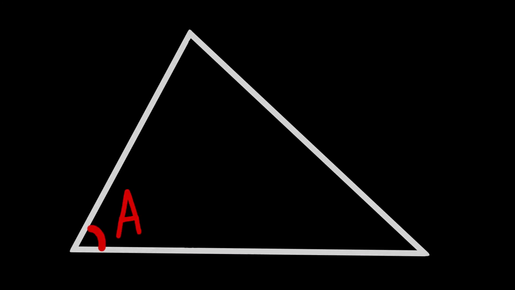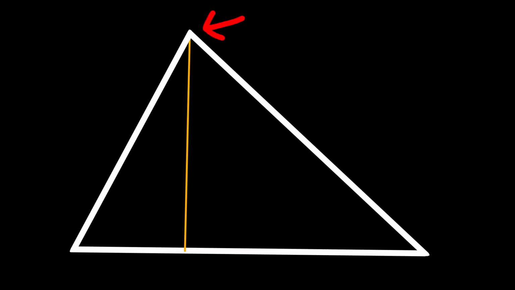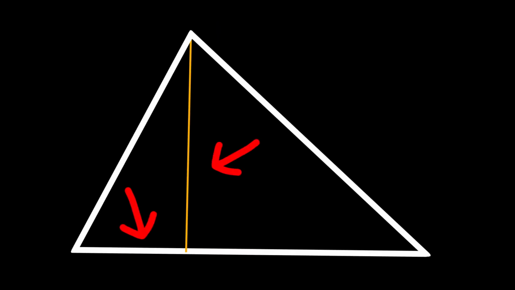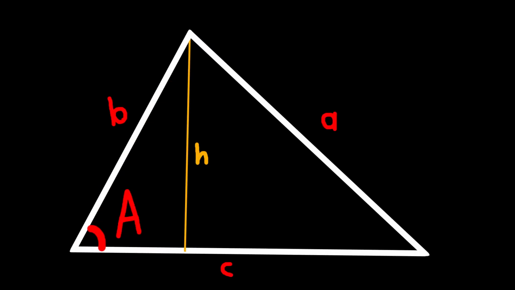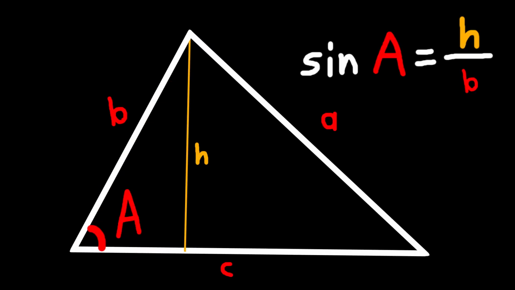If we want to express the sine of this angle A as a ratio, we can use an altitude, also known as the height, the line that is perpendicular to this line and intersecting this point. Since these two lines are perpendicular, this is a right angle, and this is a right triangle. Now we can just use the original definition of sine to find that the sine of angle A is the length of the altitude divided by the length of this side.